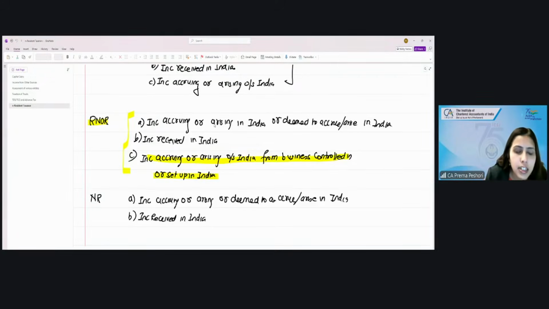And for the non-resident, income accruing or arising or deemed to accrue or arise in India and income received in India. So what is the difference between RNOR and NR? It is this category C, which is income accruing or arising outside India from the business controlled or profession set up in India. That is the difference between the two. Are we clear? Okay. Now, who is ROR? When can a person be said to be ROR?